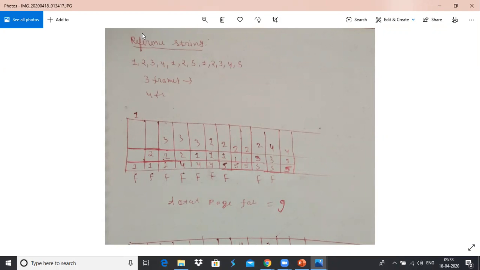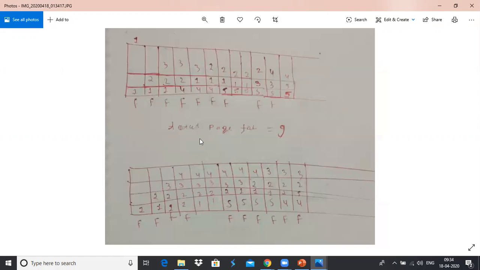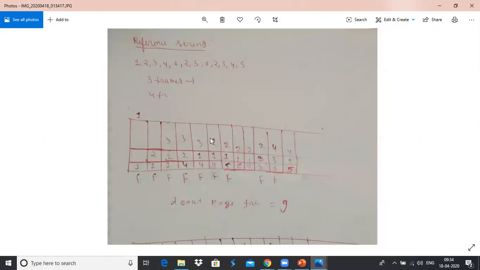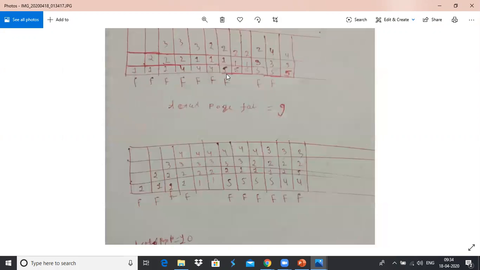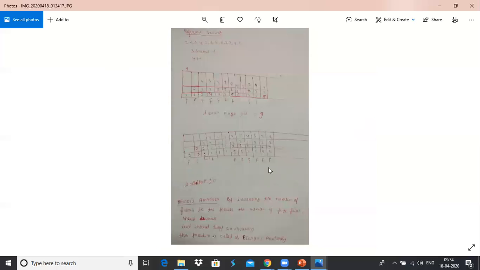When you are taking 3 frames, the number of page faults was 9. When you are taking 4 frames and applying the same FIFO page replacement algorithm on the same reference string, you are getting the number of page faults as 10. This is known as Belady's anomaly.